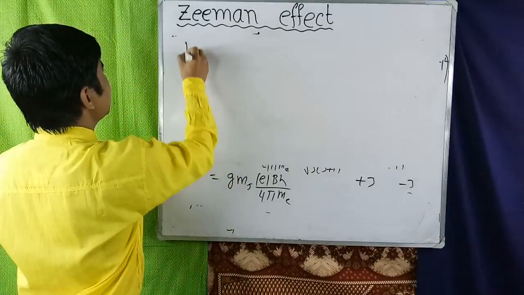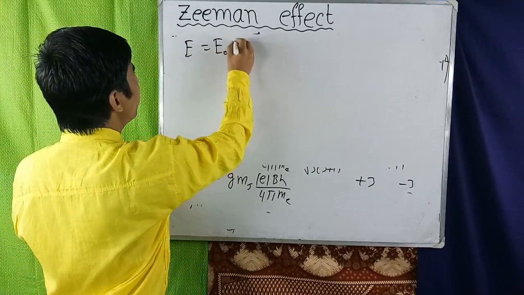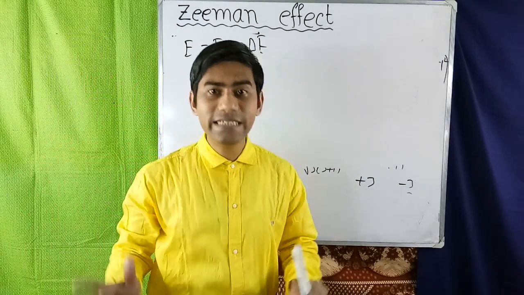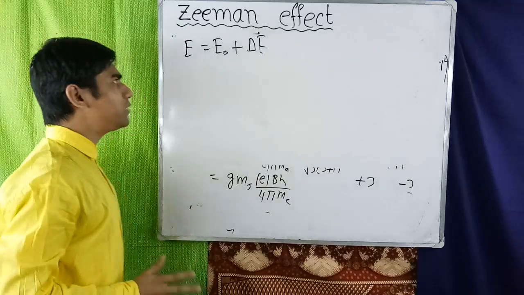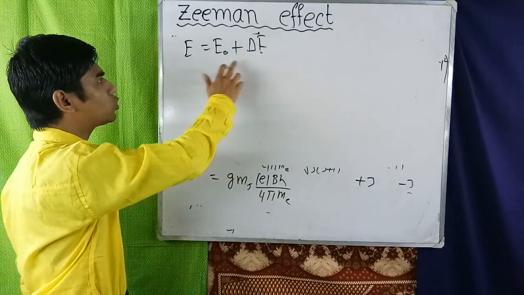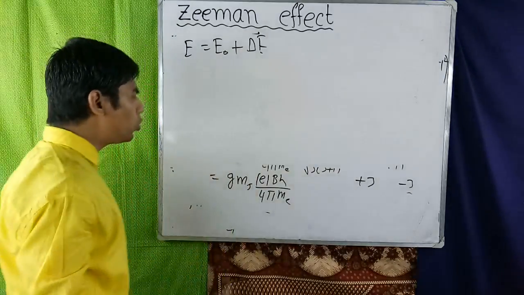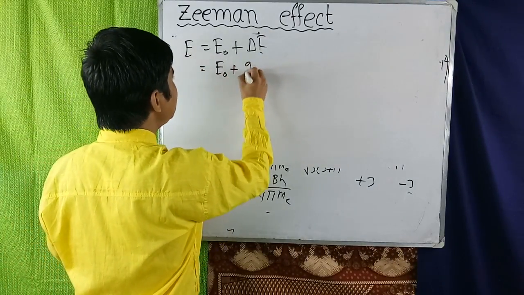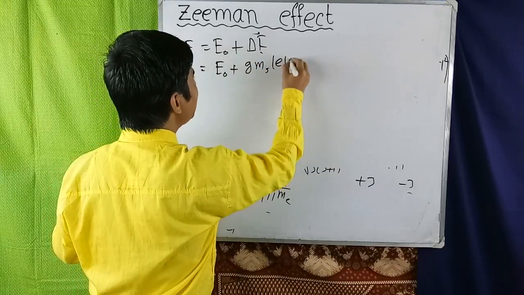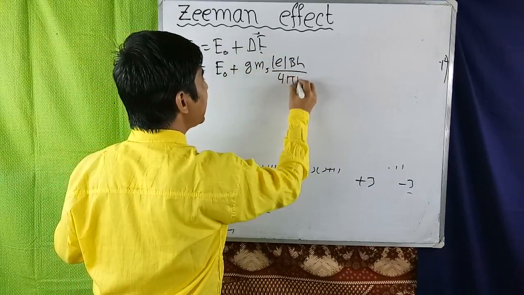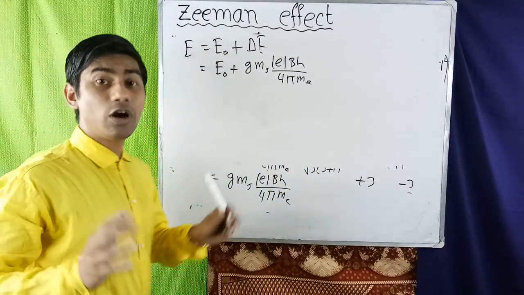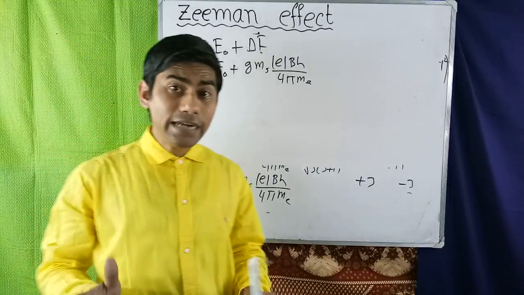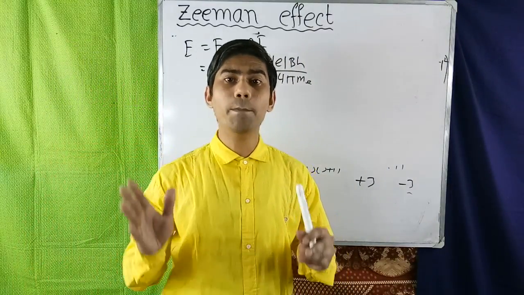So E is equals to E0 plus delta E, where E is the energy of the atom in presence of magnetic field. Okay, so energy of the atom in the magnetic field is E equals to E0 plus delta E. Now we put the value of delta E. This is equals to E0 plus g mj into ebh by 4 pi me. So this is the energy of the atom in the magnetic field. Now here E0 is the energy of the atom in absence of magnetic field.